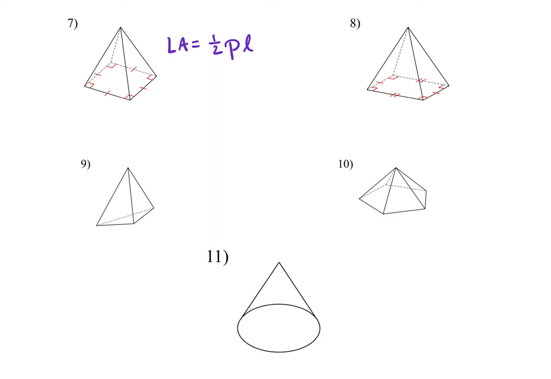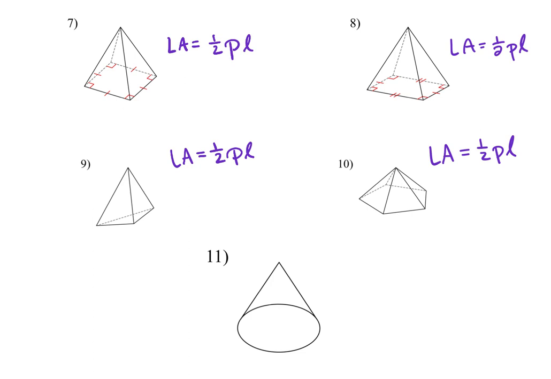That is true for every single one of these. 1/2 your perimeter times your slant height. You notice my bases are changing. I have a square, a rectangle. This guy is a triangle. It doesn't matter. It's always 1/2 your perimeter times your slant height. For all of these, you're going to use the 1/2 perimeter times the slant height.